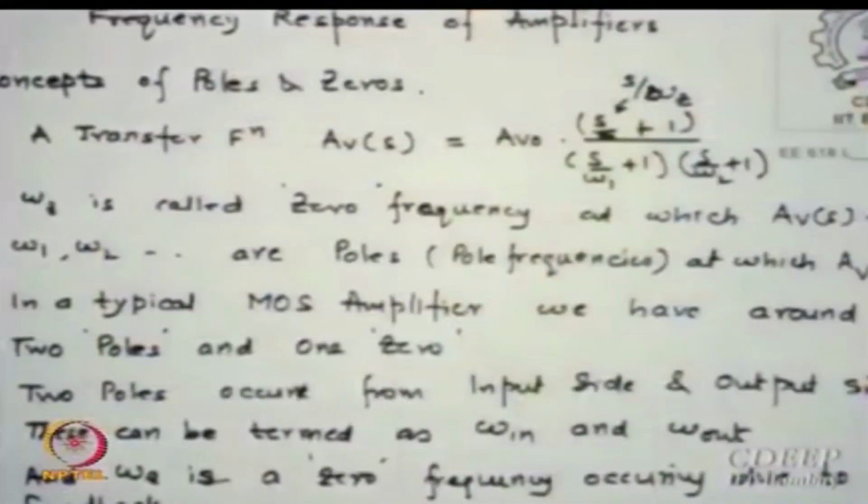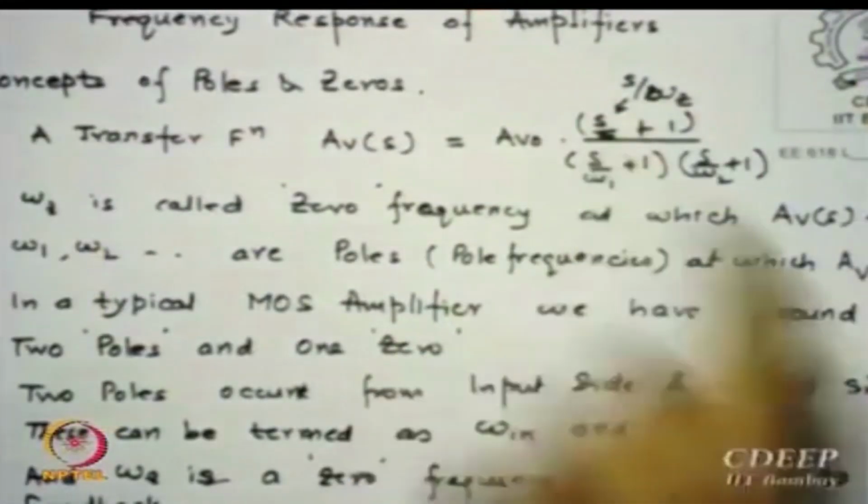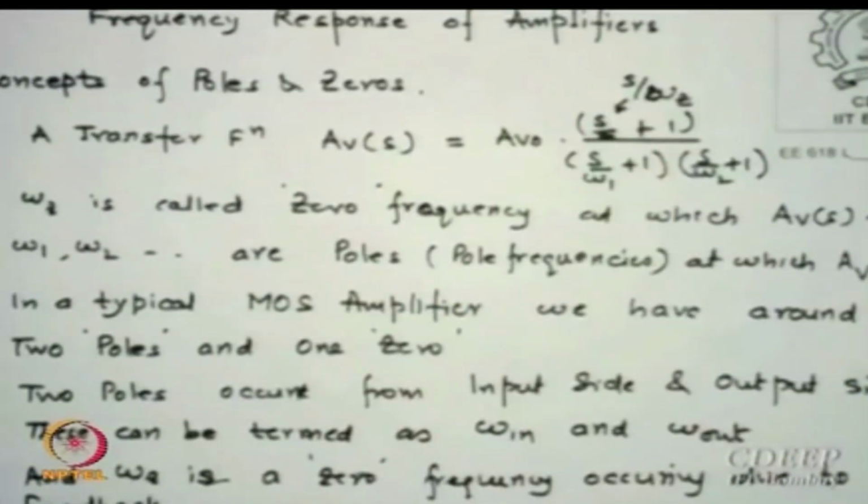All of you are aware that a transfer function like A(s) can be given as DC gain A_V0, times (s/wz + 1) divided by (s/w1 + 1)(s/w2 + 1). wz stands for the zero of this transfer function. Essentially it means at that frequency the transfer function has a value 0, whereas w1 and w2 are called poles, which essentially means at those frequencies the gain becomes infinite, or unstable as such.